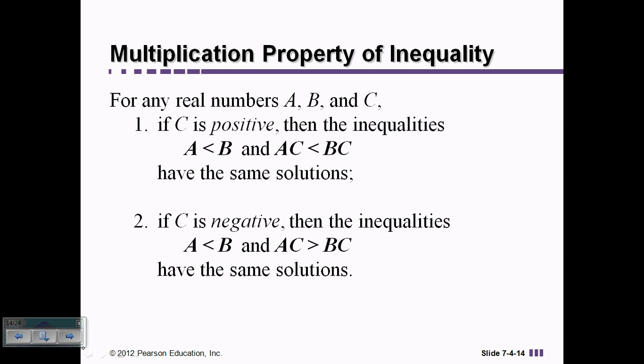Okay, with the multiplication property, things change just slightly. If we multiply or divide by a negative number, then the inequality is going to change the direction. So that's what they're saying here. If I multiply both sides by a positive number, then the inequality is the same. But if I multiply by a negative number, if c is negative, then the inequality is changing directions. So anytime you multiply or divide by a negative number, you will change the direction of the inequality.